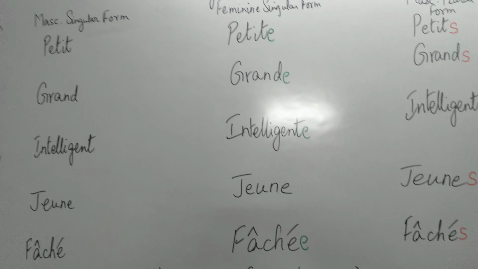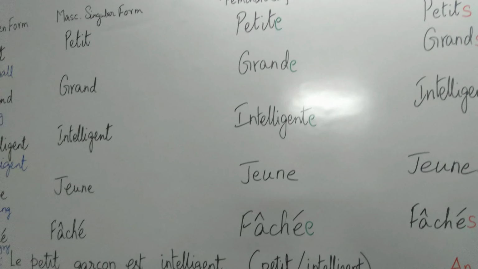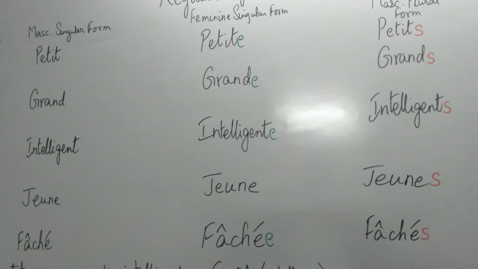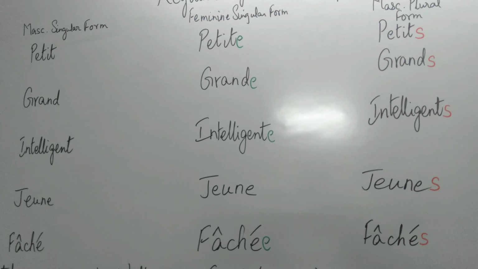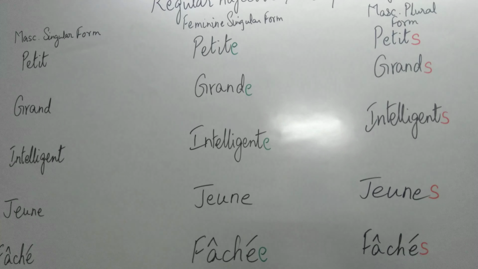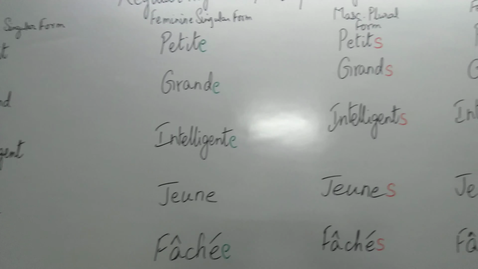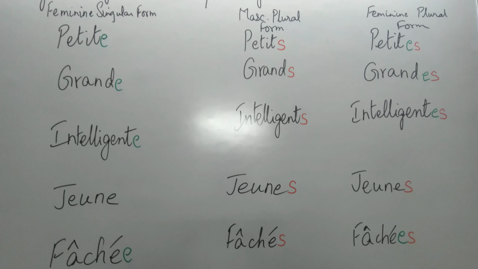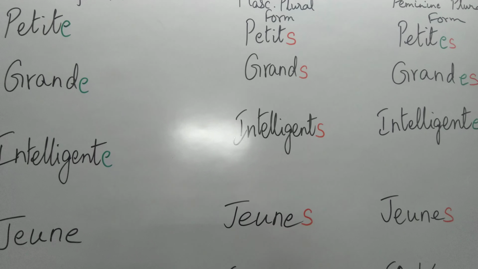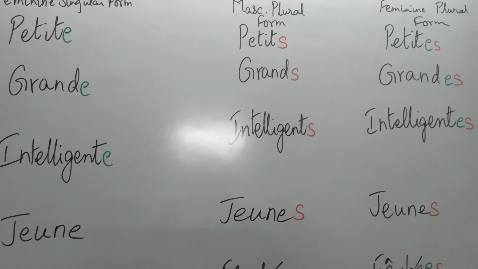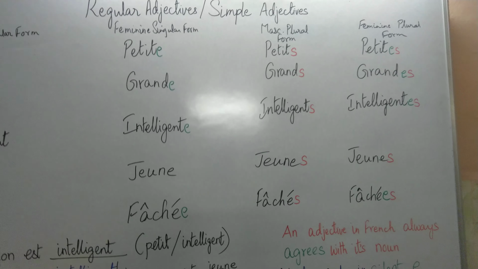Now, if I want to make an adjective plural, I will just add S to the singular forms and then it will become plural. So, the masculine plural form will become P-E-T-I-T-S. The S is written in red so that you can see the masculine singular form, and I have made it into the masculine plural form just by adding S to the masculine singular. If I want to make the feminine singular form feminine plural, then I will add S to the feminine singular form. So P-E-T-I-T-E will become P-E-T-I-T-E-S. So that will become the feminine plural form. So now you have all the four forms of the adjective petit.